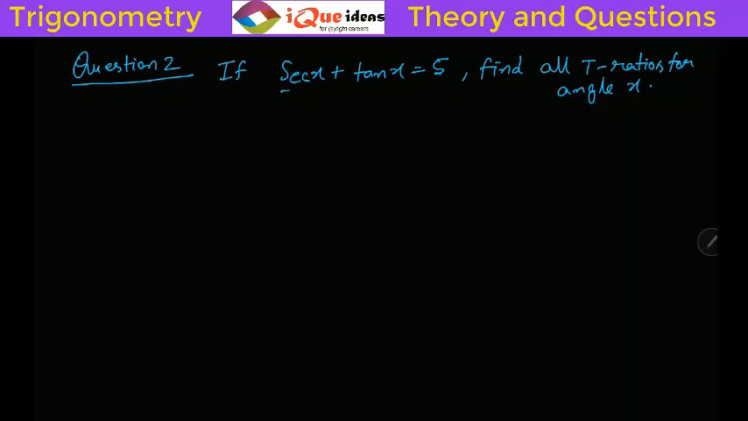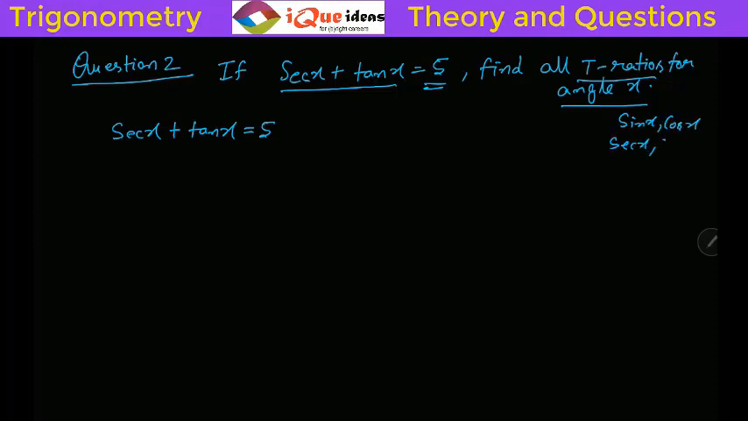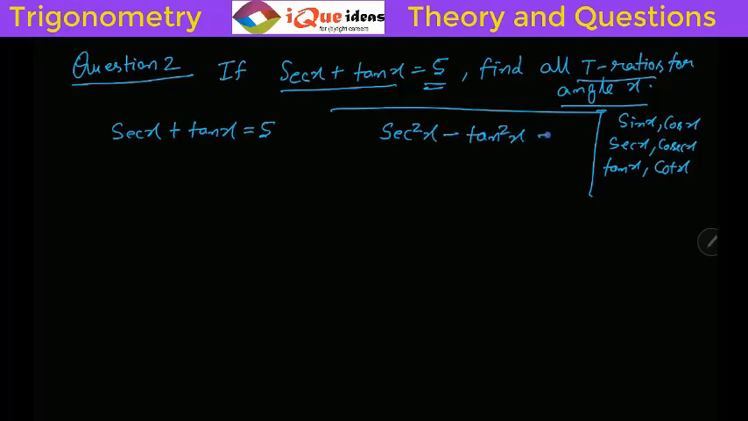It says if sec x plus tan x is equal to 5, find all trigonometric ratios for angle x. Right, so it's given that sec x plus tan x is equal to 5. And we have to find all the trigonometric ratios. That means we have to find sin x, cos x, sec x, cosec x, tan x and cot x, right? So what should we do? There is a square relation that we had done, as sec square x minus tan square x equal to 1.